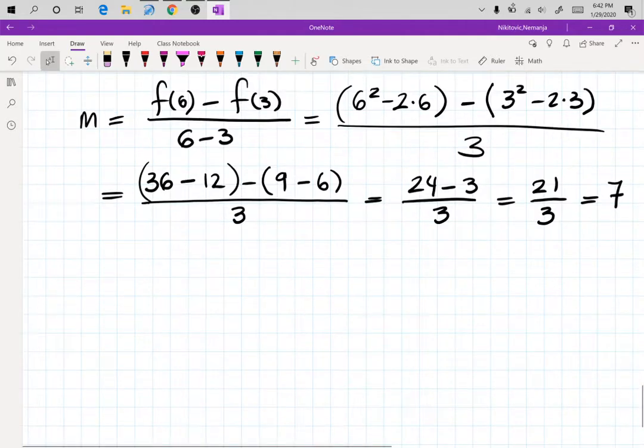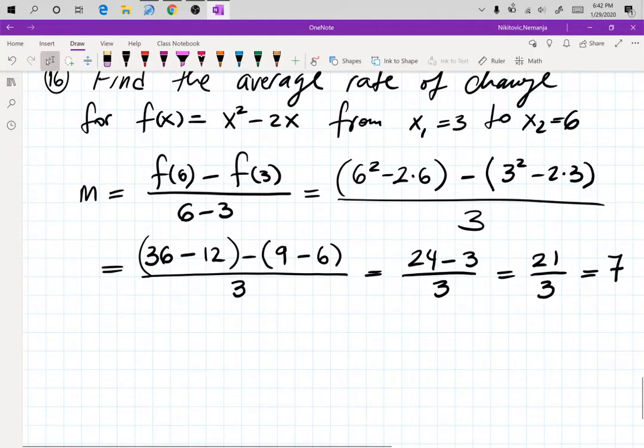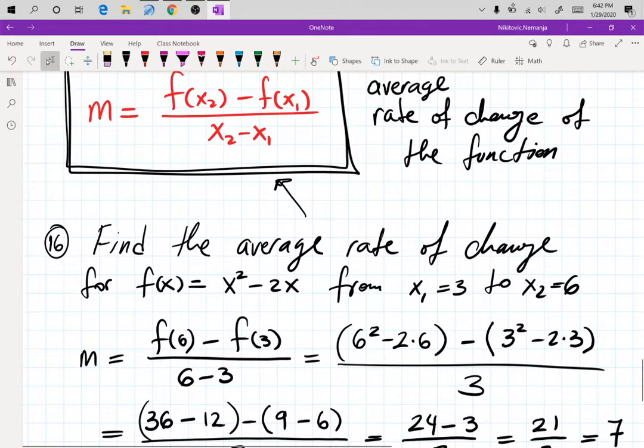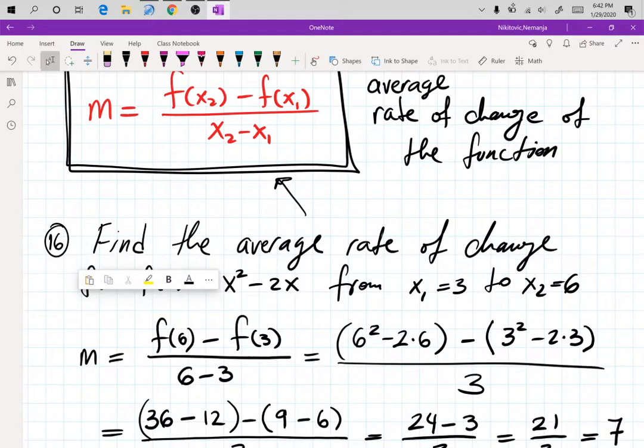We're done. The average rate of change of the function as x changes from 3 to 6 is 7. Now, what does this mean? Well, it's not an applied problem. It means that we gained 7 units in y as x went from 3 to 6. That's what it means. This is not attached to any application, so it's more for the mechanics of calculation, where you know the way to read the formula and then to plug appropriate numbers where they belong.